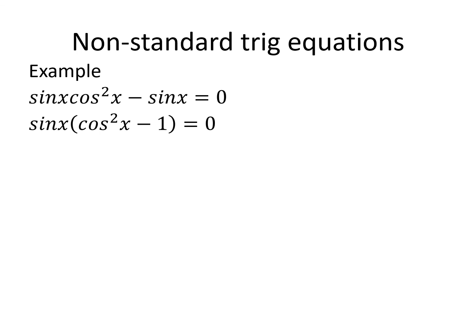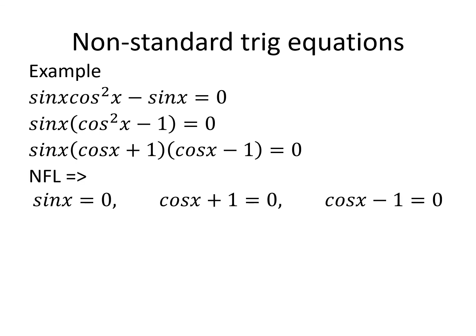And we're left with a quadratic factor. So sine x is equal to 0, or cos squared x minus 1 is equal to 0. But difference of two squares means we can further factorize that as cos x plus 1 and cos x minus 1. This, via the null factor law, leads us to 3 individual equations that we need to come up with general solutions for each, because a domain was not stated.